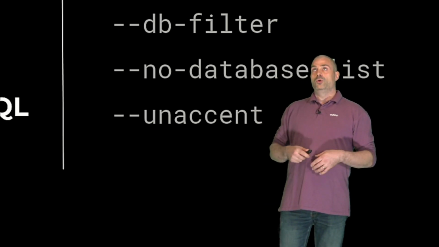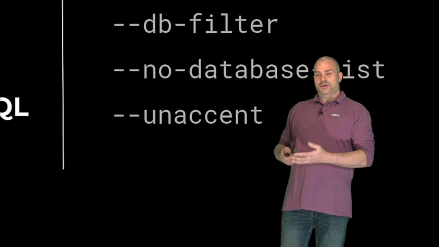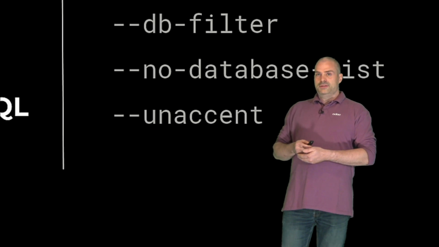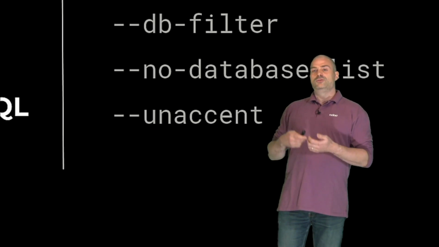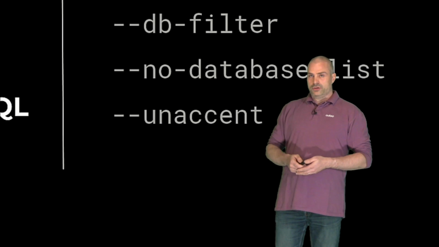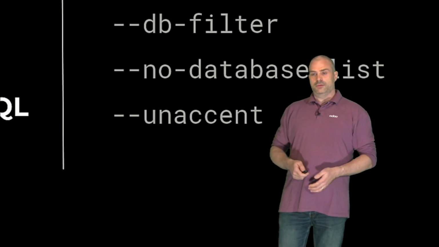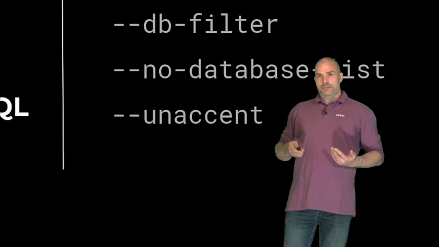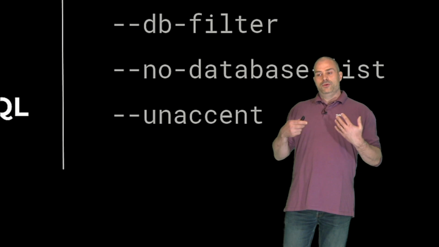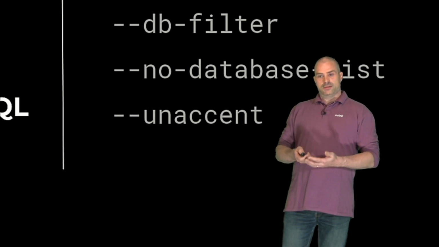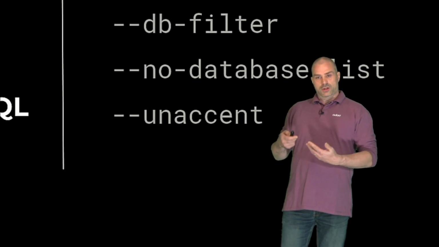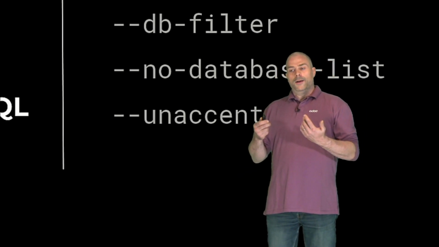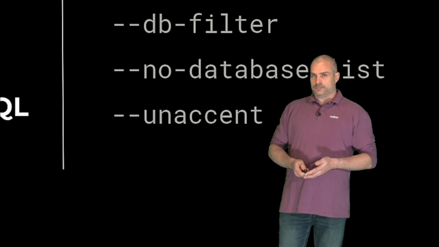DB filter will restrict the list of database the system will have access to. The no database list will restrict the access to the database manager. On production, it's mandatory to set no database list. And finally, unaccent is a parameter which will be used by languages with accents to have PostgreSQL use an extension to be able to search on some terms with accents.